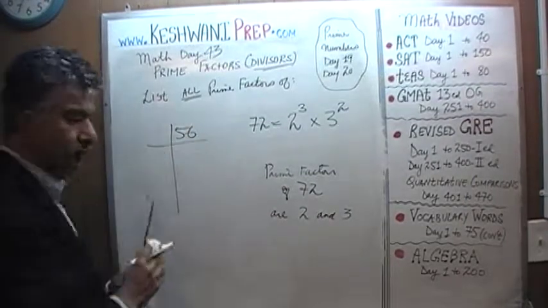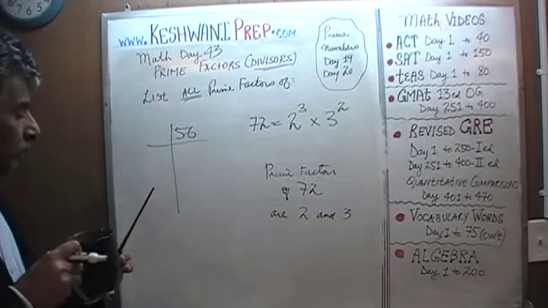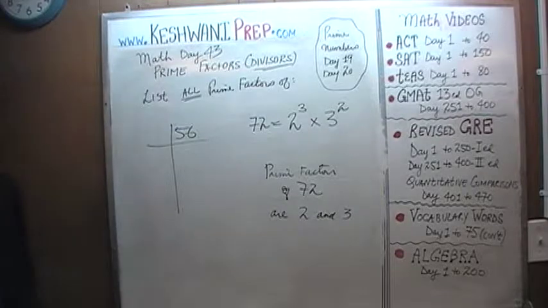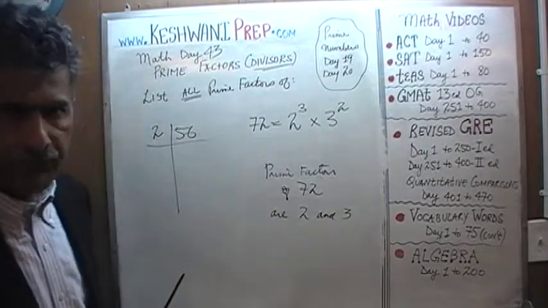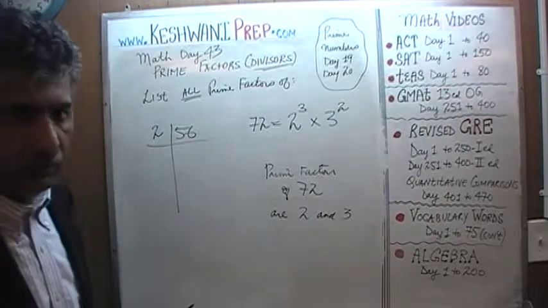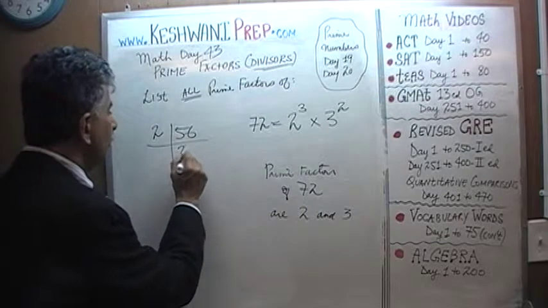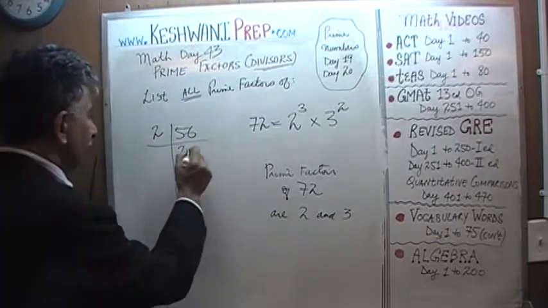56. Do it on your own, as I always tell you. 56 is an even number. Let's begin by 2. How many 2's does 5 have? 5 has 2 2's. 2 2's are 4. The remaining 1 goes and joins the 6, becomes 16, and 16 has 8 2's.